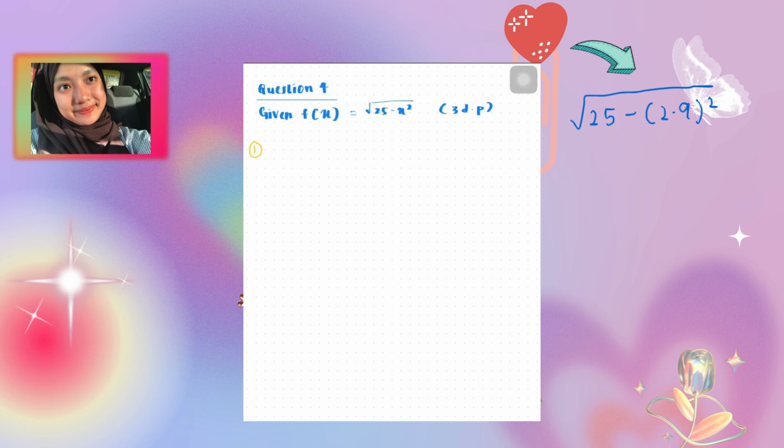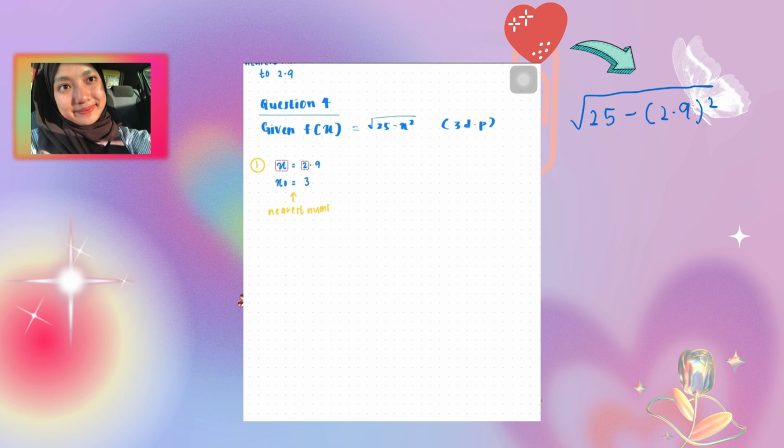For the first step, we need to determine the x. The function given here is square root of 25 minus, in the bracket, 2.9 squared, so the x is 2.9. And then we need to state the value of x naught, which here I choose the number 3 because 3 is the nearest number to 2.9. Second, we need to state the f(x), which is square root of 25 minus x squared. It is equal to, in the bracket, 25 minus x squared to the power of 1 over 2 because the square root is equal to the power of 1 over 2.